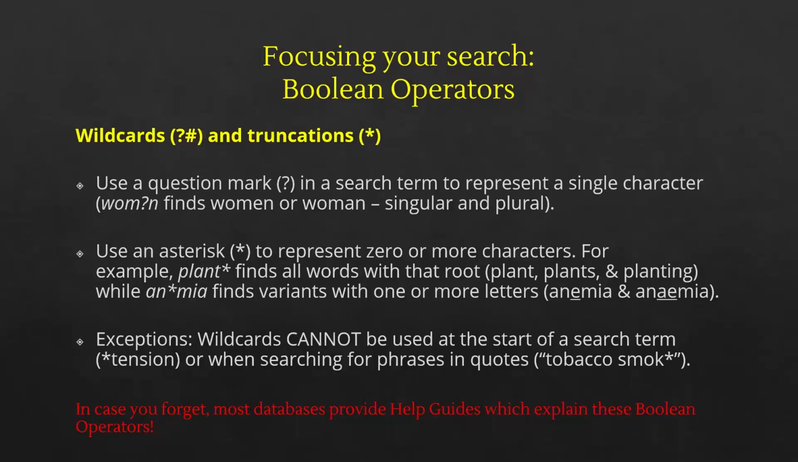And then there's also the asterisk. The asterisk is used to represent zero or more characters. For example, there we have plant, and then you have an asterisk next to plant, and it will pull out all sources of information related to that root. So it will pull out information related to plants and planting. Then there's an example there of anemia, so it will pull out different sources of information related to the difference in spelling of anemia, which often differs amongst countries.